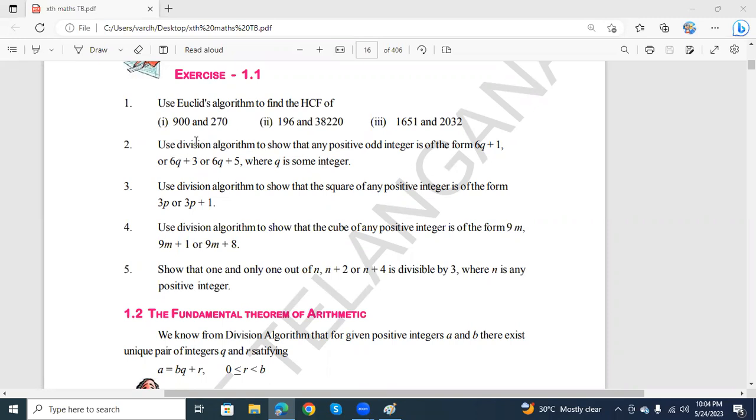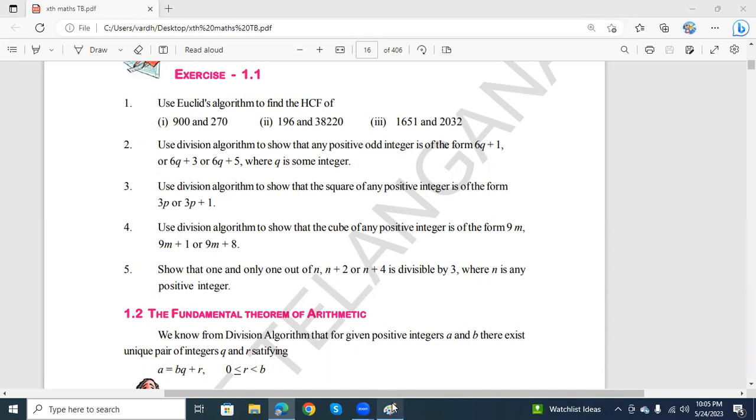What do we have to use? Division algorithm. Okay. So we need to show any positive odd integer will be in these three forms. So let's recap the division algorithm. What is it? Euclid's division lemma. A is equal to BQ plus R, right?